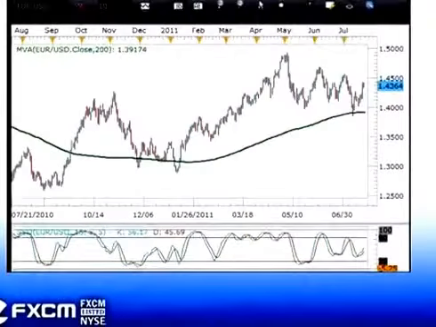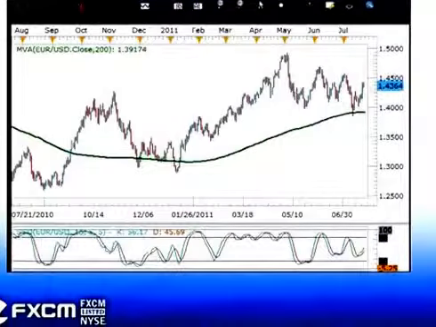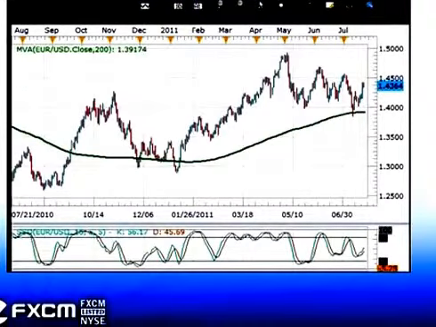Now, here's the Euro-US dollar, and based on what we've been talking about, the pair has been making higher highs, higher lows for a while. It's above the 200 period moving average right here. But what gives me pause on this particular chart is, on the whole chart, which is why I like you to take a look at about a year's worth of trading data.